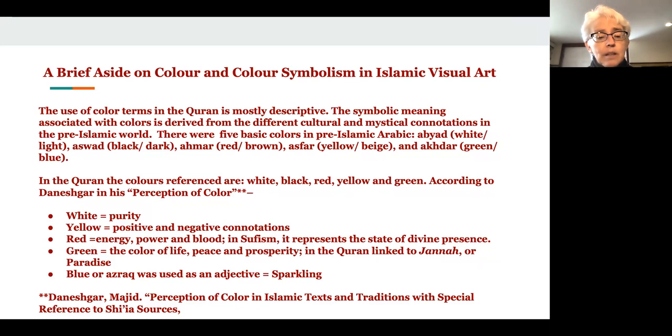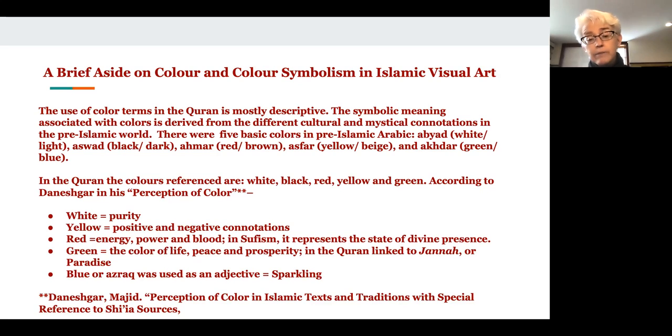Dangazar says that white represented purity, and that is agreed upon by many Islamic scholars. Yellow has positive and negative connotations depending on context, and often yellow would be gold, as represented in gold in the Turkish smoking room at the Victoria Mansion. Red was energy and power and blood, and in Sufism it also represented the state of the divine presence.